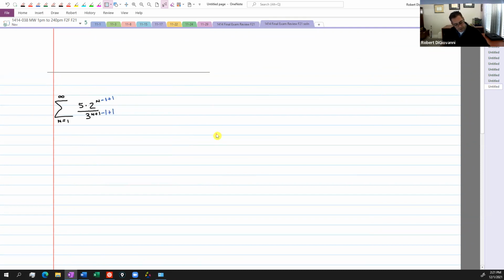We can rewrite this as sum n equals 1 to infinity. I know that sum looked terrible. And we have 5, and then I'm going to rewrite that 2 to the n as 2 to the n-1 times 2 to the 1. And then over on the bottom, I'm going to write it as 3 to the n-1 times 3 squared.